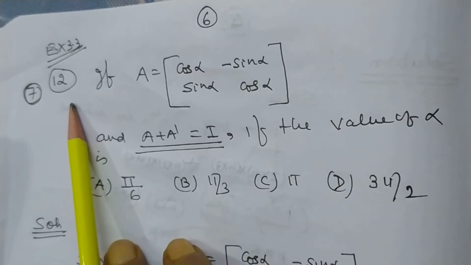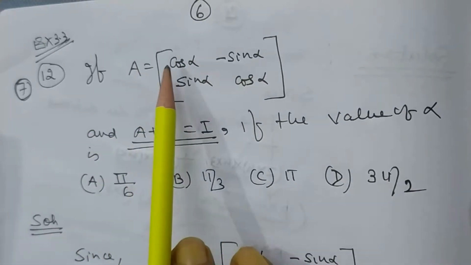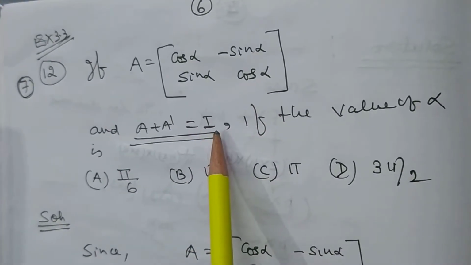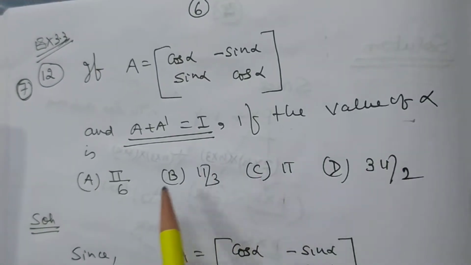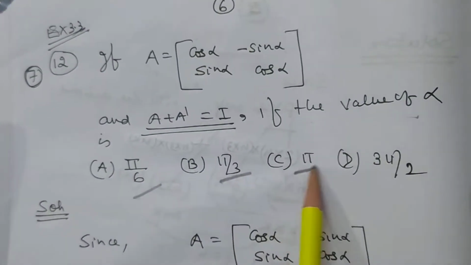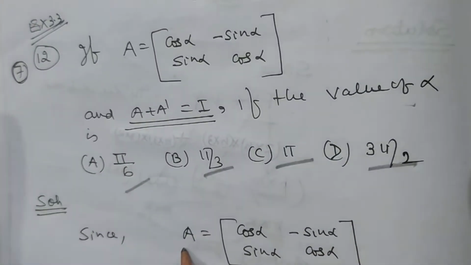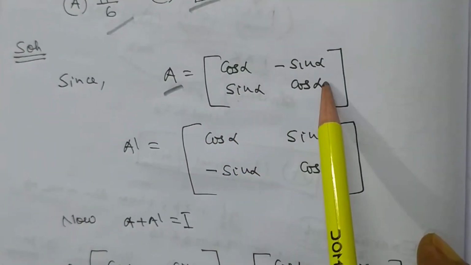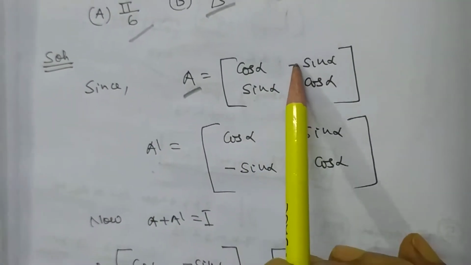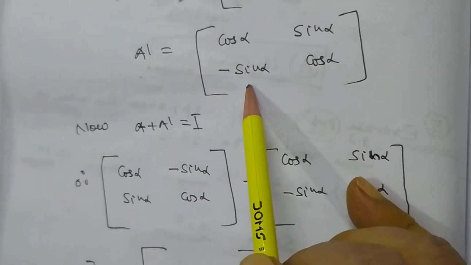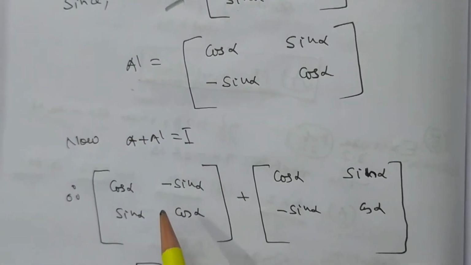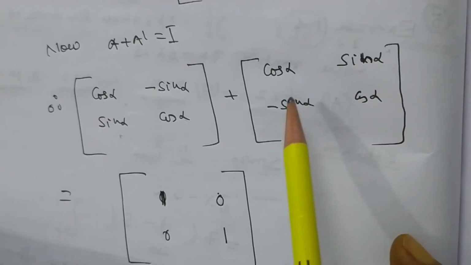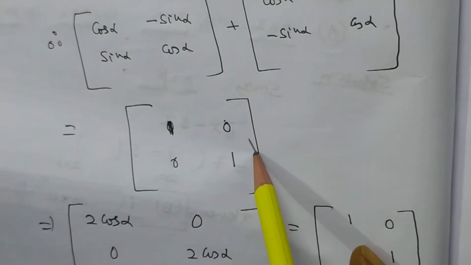This is problem number 12 of exercise 3.3. If A is equal to [cos alpha, minus sin alpha; sin alpha, cos alpha] and A plus A dash is equal to I, then the value of alpha is pi by 6, pi by 3, pi, or 3 pi by 2. My dear students, A is equal to [cos alpha, minus sin alpha; sin alpha, cos alpha]. A dash, we take its transpose, is [cos alpha, sin alpha; minus sin alpha, cos alpha]. A plus A dash is equal to the identity matrix.